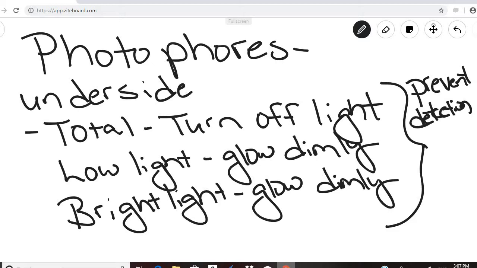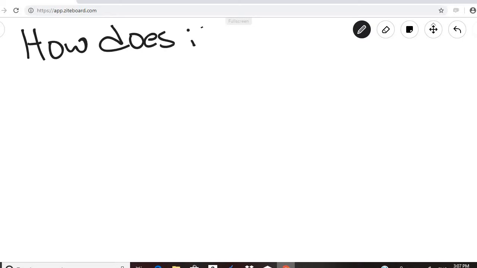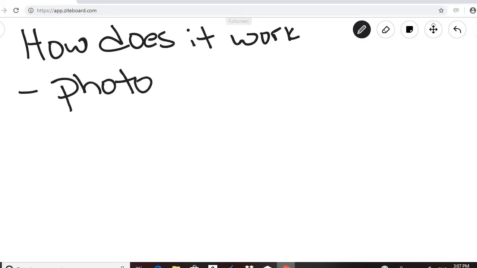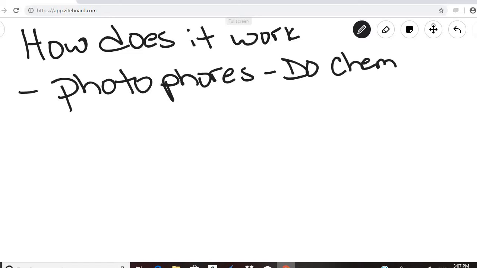So how does it work? There are several different ways that organisms can produce light. For some of them, the photophores just do a chemical reaction, and we'll look at that chemical reaction a little bit later.